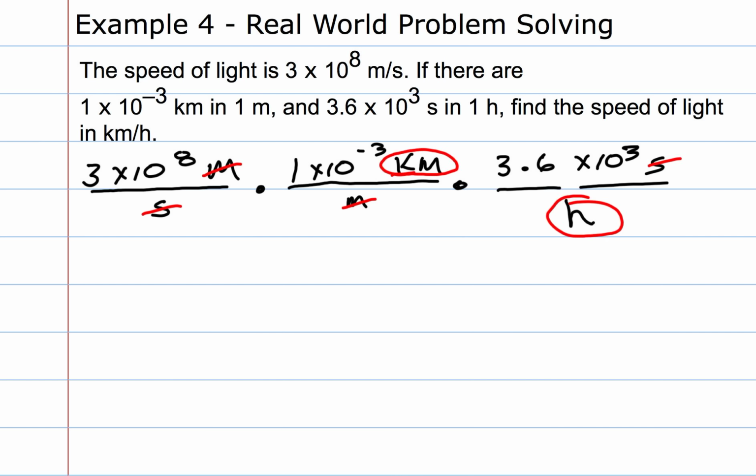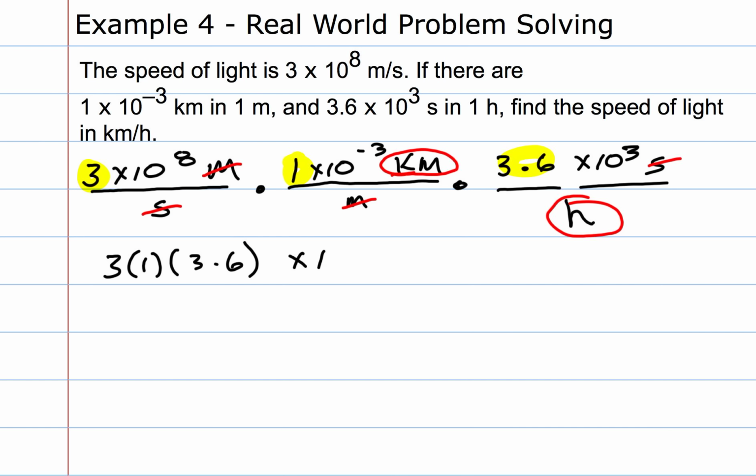So to simplify this, we multiply what's in the numerator, because what is in the denominator is a 1. 1 second, 1 meter, 1 hour. So all we have to do is multiply these three numbers. So we multiply the three number parts here. We multiply the 3, the 1, and the 3.6. And we can write that out as 3 times 1 times 3.6. Now, I don't really need to write the 1. I wrote it there to prove a point that it's there. You don't need to write it.